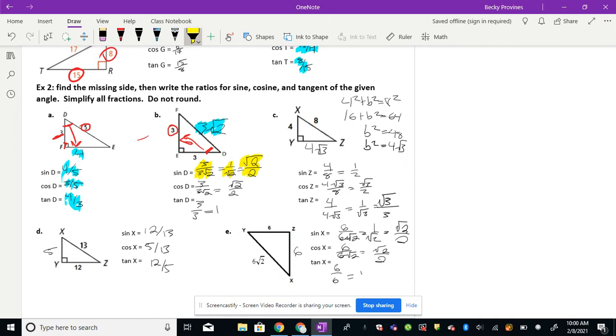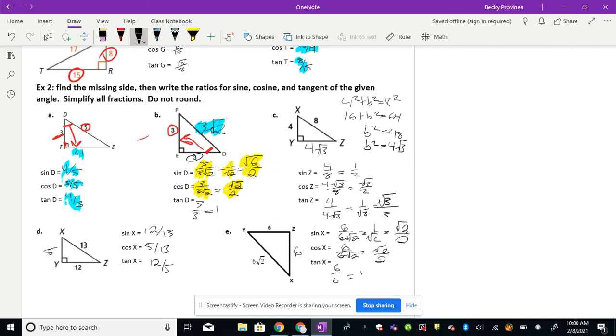All right, moving on to the cosine of D. The adjacent side to D is also going to be 3, so we get 3 over 3 root 2 again. So we know from the previous problem, if we have 3 over 3 root 2, we're going to cancel out those 3's. We're going to multiply top and bottom by root 2. We are left with root 2 over 2.